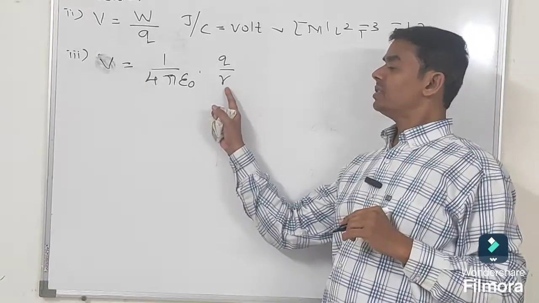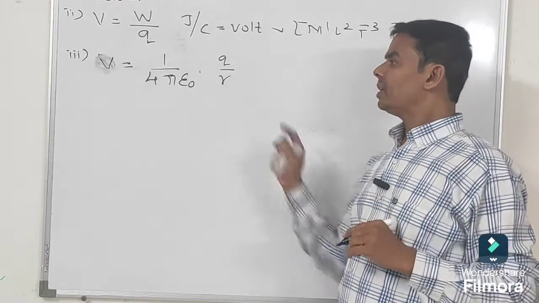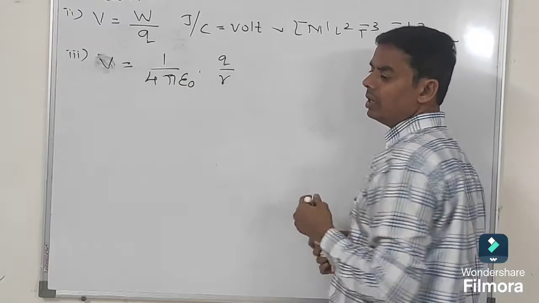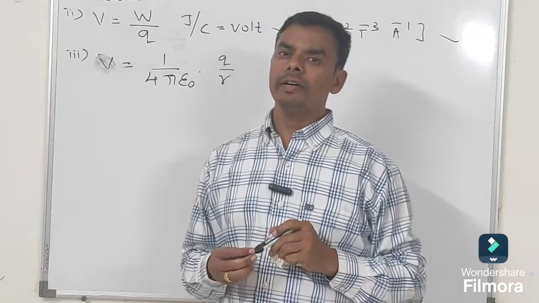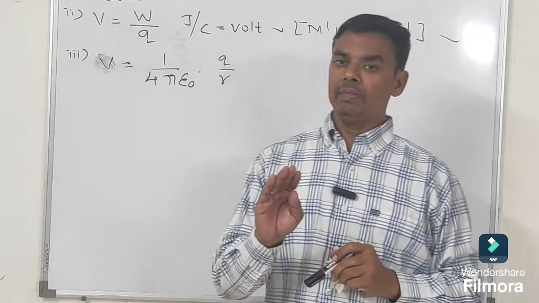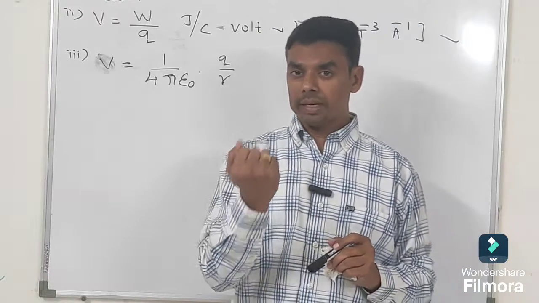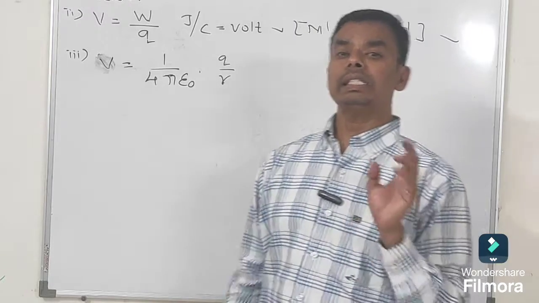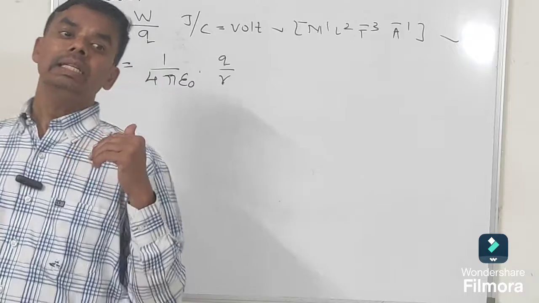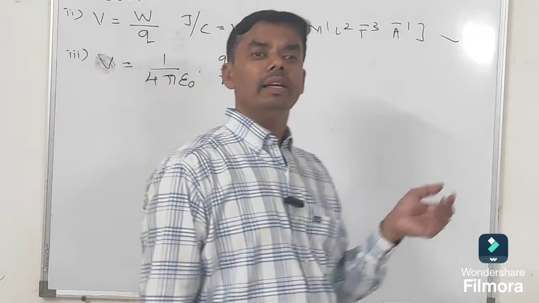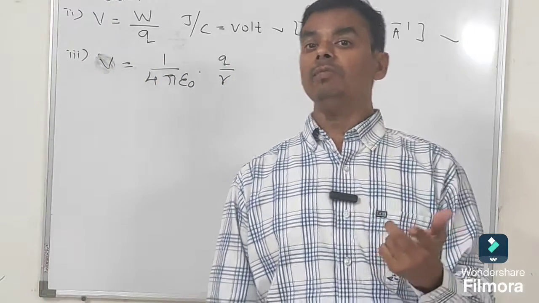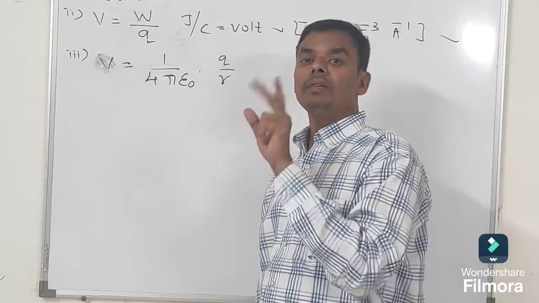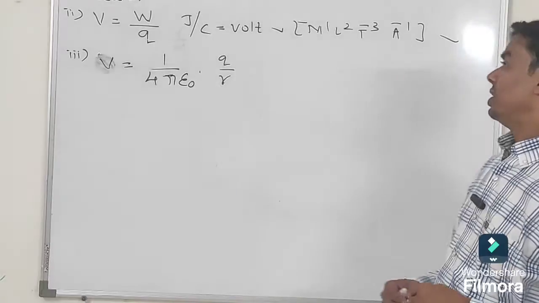In electric intensity, this was r square. Here, electric potential due to charge q is 1 upon 4 pi epsilon 0 q upon r. Now, understand one thing that is important here. Electric intensity and electric potential both represent the strength of the electric field, and the important difference is that the strength of the electric field in terms of a vector quantity is electric intensity. The strength of the electric field in terms of a scalar quantity is electric potential.